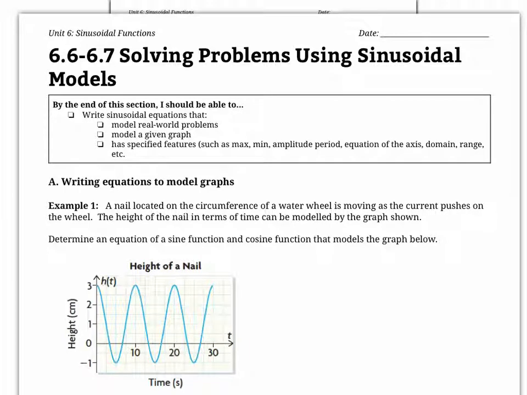Up until this point, we've been practicing graphing sinusoidal functions. So if we're given an equation, can we graph? Or if we're given a situation, can we graph? Or if we're given special features, can we graph it? So now we're going to work backwards.